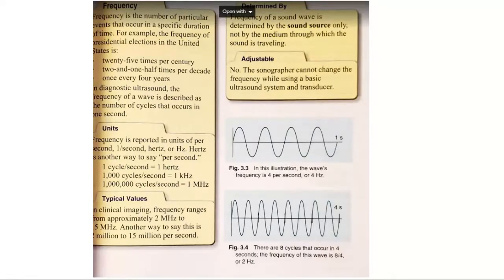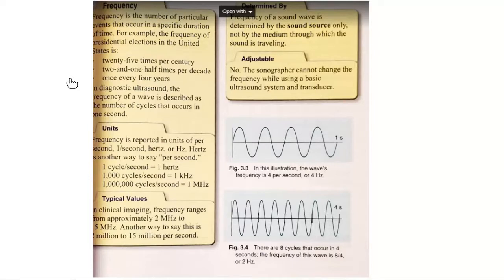Okay, so here we go. We're going to be talking about frequency now. Now, frequency is different than period. Frequency is the number of particular events that occur in a specific duration of time. For example, the frequency of presidential elections in the United States is 25 times per century, 2.5 times per decade, and once every 4 years. It also happens every leap year, I guess.